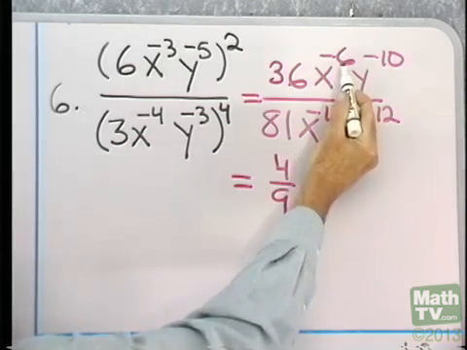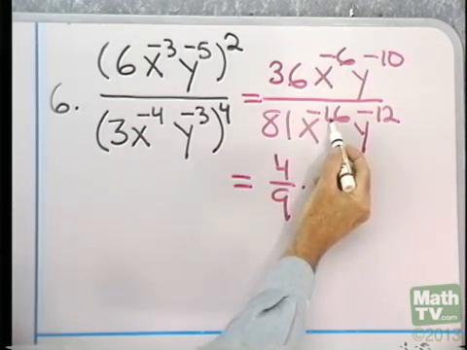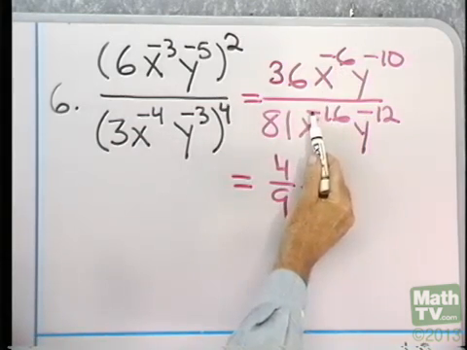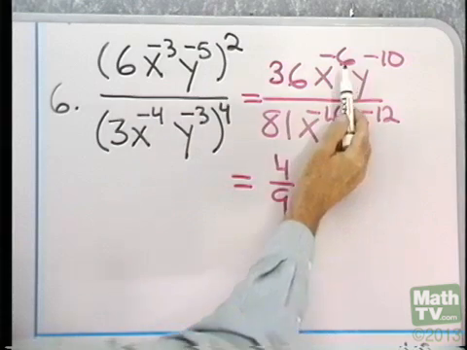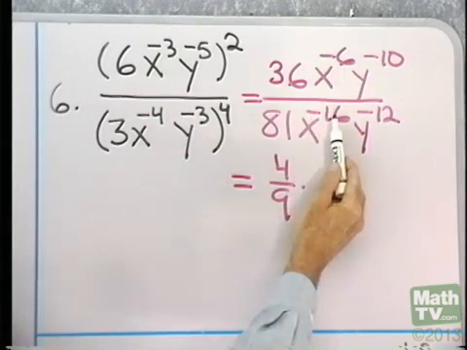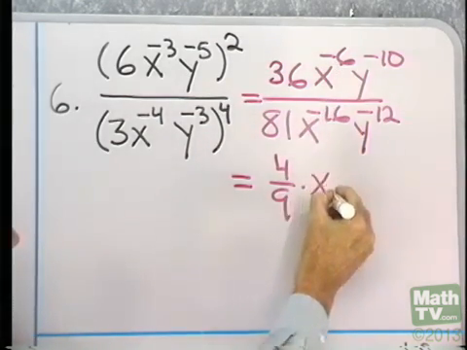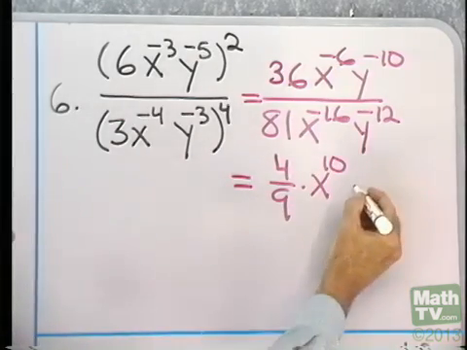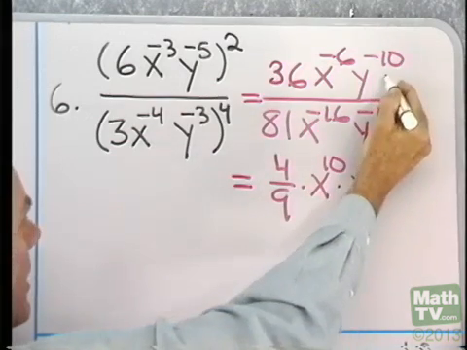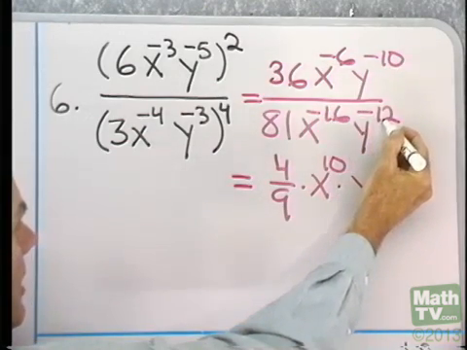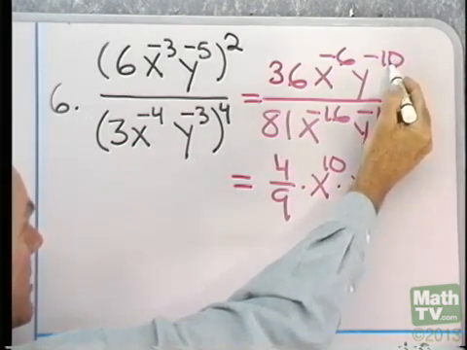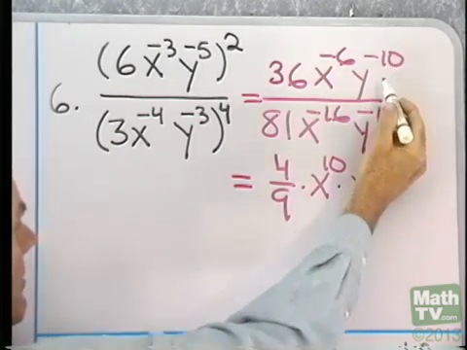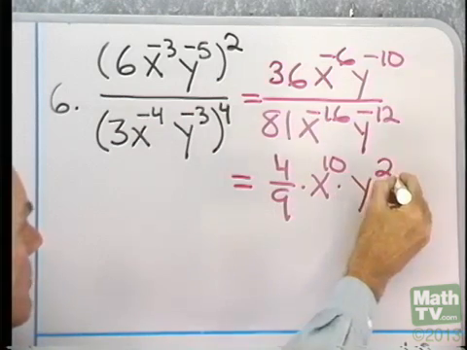I have x to the negative 6th divided by x to the negative 16, so I'll subtract exponents. Negative 6 subtract negative 16 is going to be negative 6 plus 16, which is going to be x to the positive 10th power. Now, my y variables, I have y to the negative 10th divided by y to the negative 12th, so I'll subtract exponents. Negative 10 subtract negative 12 will be negative 10 plus 12, which will be 2.